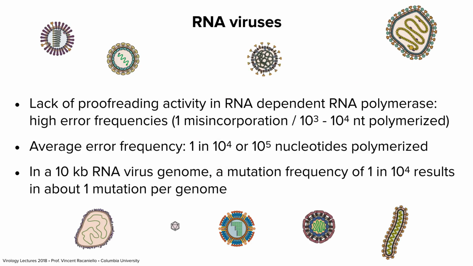We mentioned last time that RNA viruses are the kings and queens of mutation. The polymerases make lots of misincorporations, about 1 for every 1,000 to 10,000 bases polymerized. The average error frequency among RNA viruses is 1 in 10^4 or 10^5. And in a 10 kilobase virus genome, if the mutation frequency is 1 in 10,000, every time that genome replicates, you accumulate one mutation, and there are always thousands and thousands of new viruses produced.